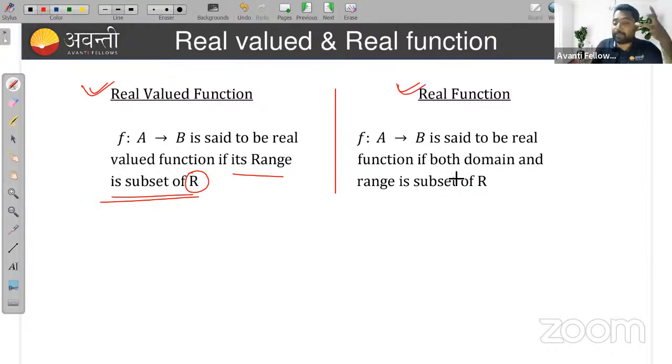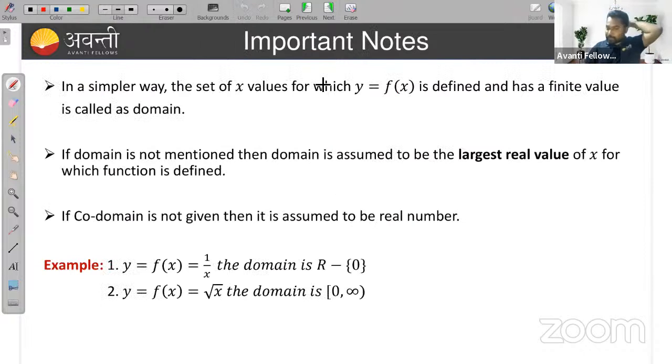When can we say it is a real function? Both domain and range must be subsets of R. The domain should be a subset of R and the range should also be a subset of R. Then we can say it is a real function. Okay, so here we have some important notes. What are those actually?